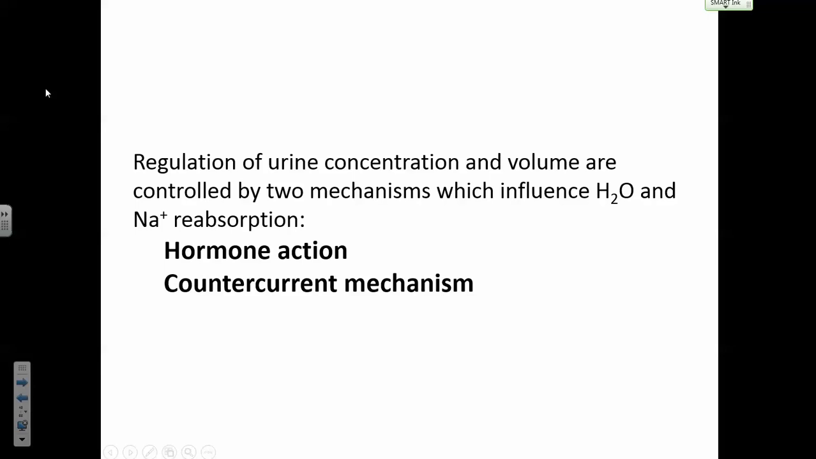There are 2 types of mechanisms which aid in this urine concentration and volume. One has to do with hormones, and the other is something kind of bizarre called the countercurrent mechanism. Your book might go through countercurrent first, but I like to look at the hormone action first because then it makes countercurrent make sense. Okay?